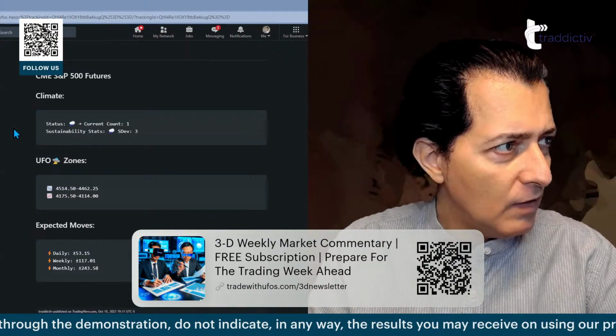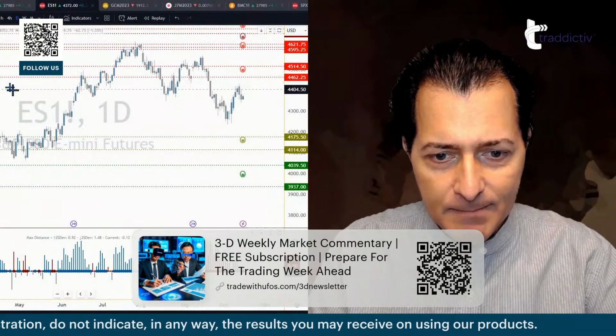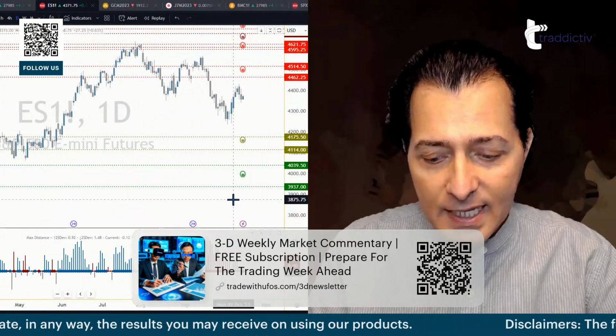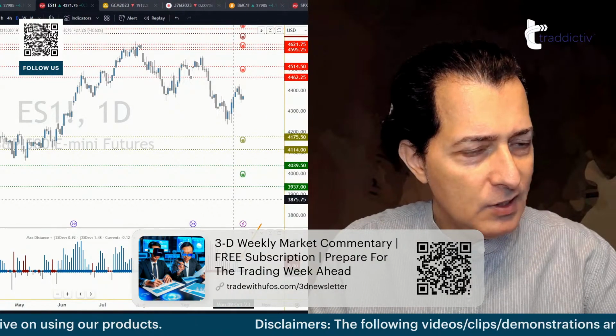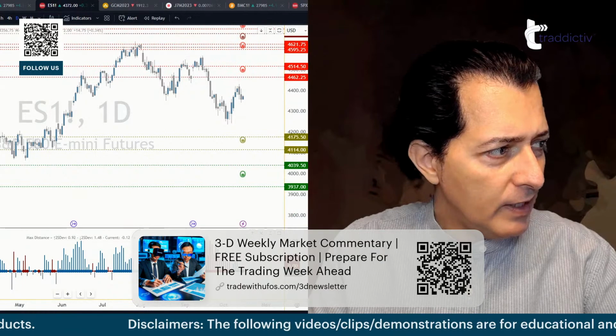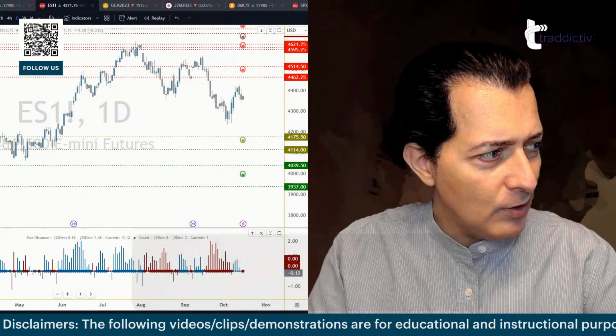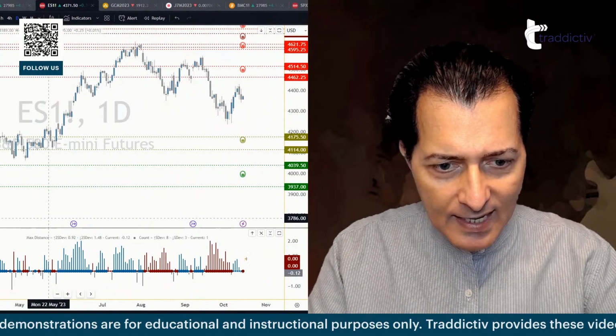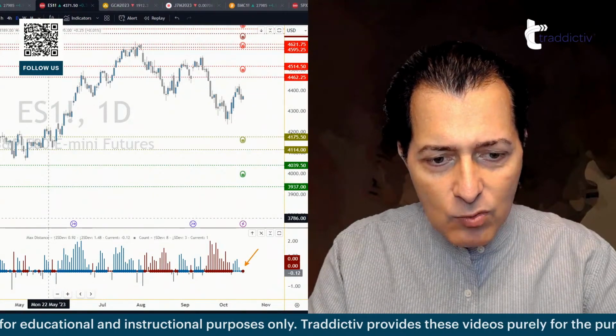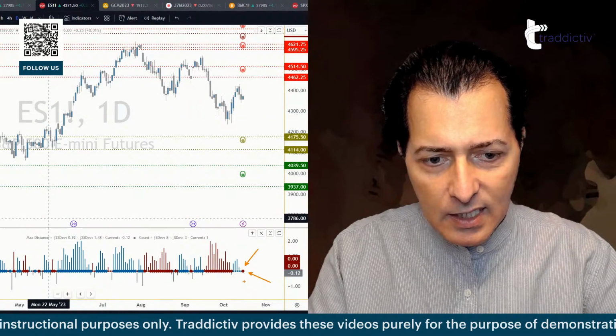So the first market to cover is the S&P. And we look at the markets in 3D. The first dimension is what we call the climate, which is what you see in the bottom part of the screen, which is being covered with the QR code. Let me get rid of that. And here we have the climate with a red thick dot.